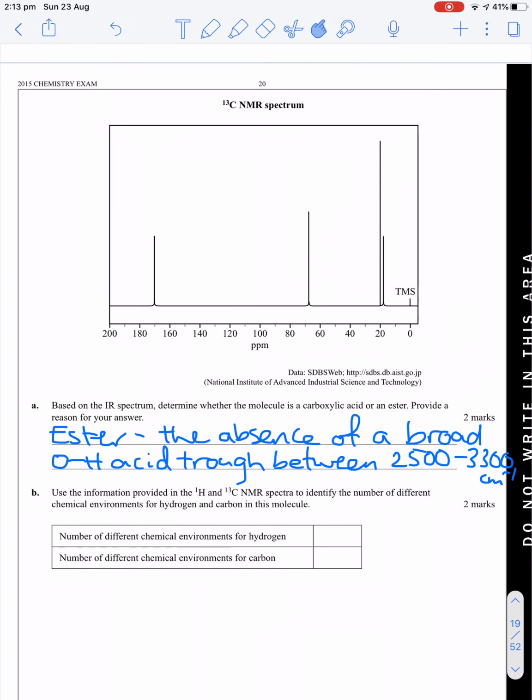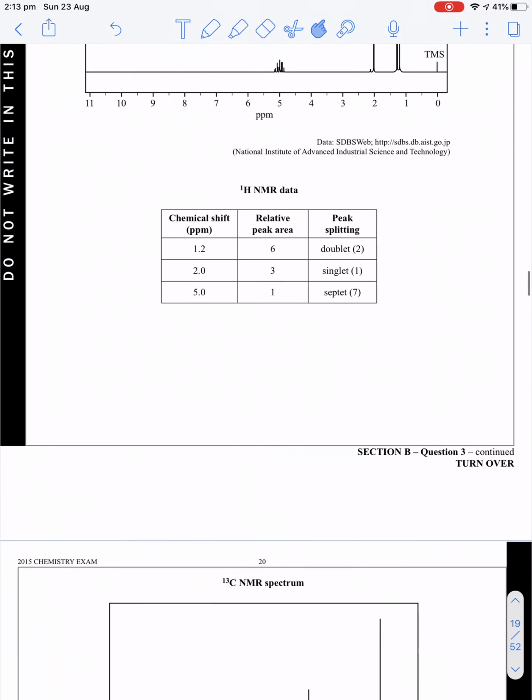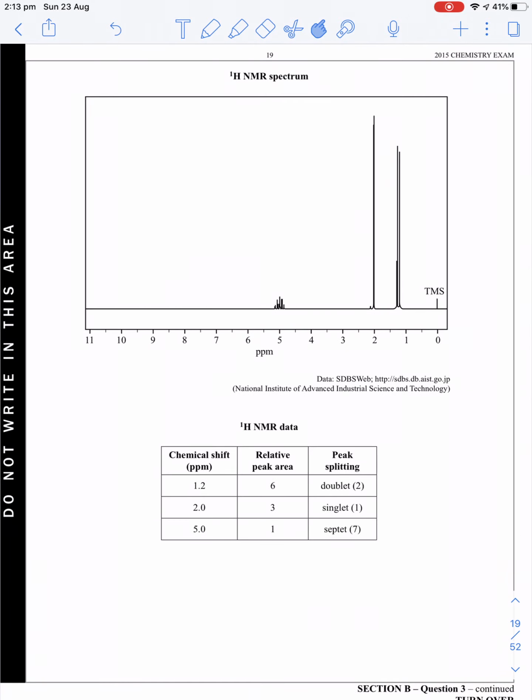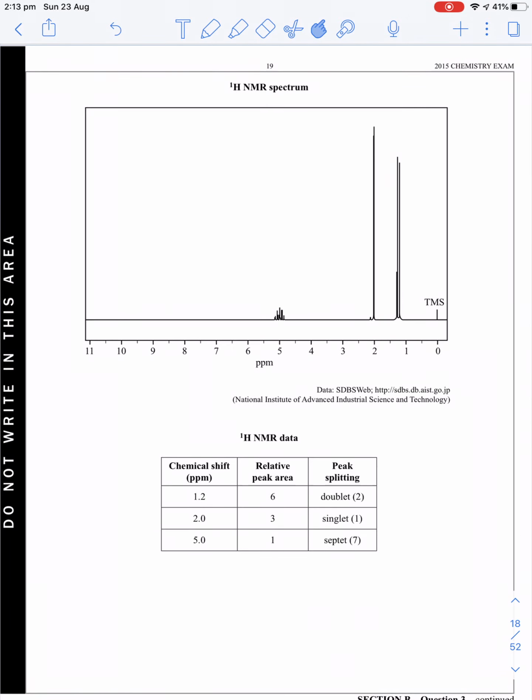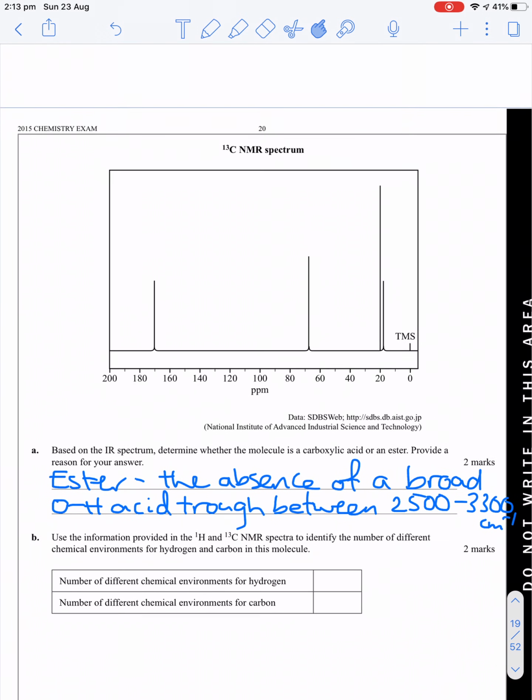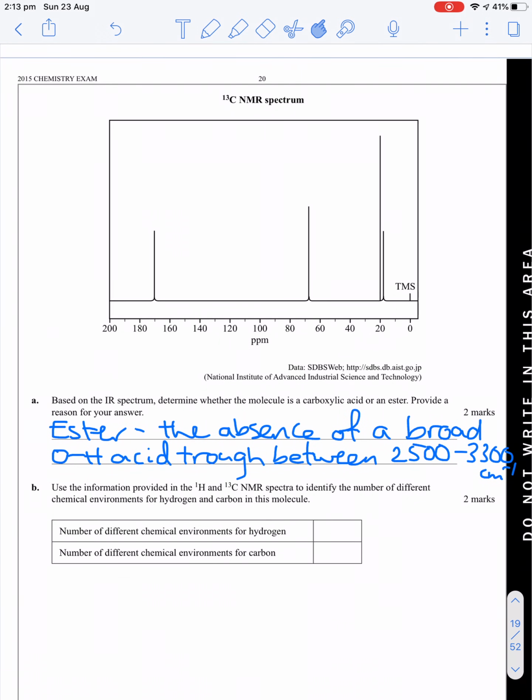Now we have to identify for the next question the different number of carbon and hydrogen environments. If we look at the NMR, we can clearly see we've got 1, 2 and 3 hydrogen environments, and in the carbon we've got 4 different environments. And so to write that in, it's just going to be 3 hydrogen environments and 4 carbon environments.